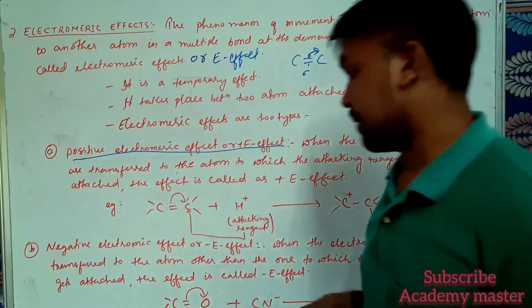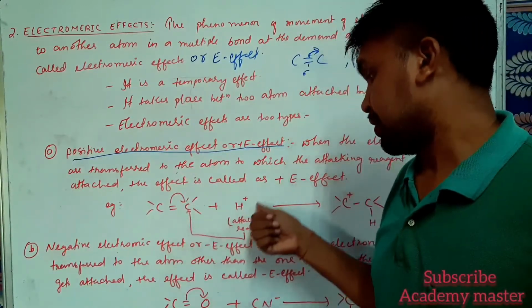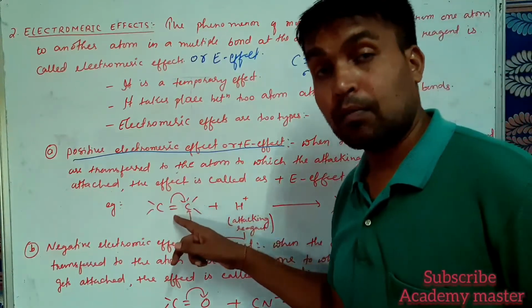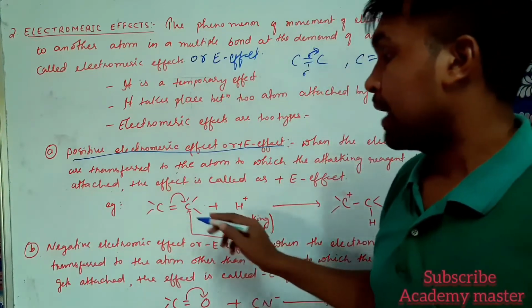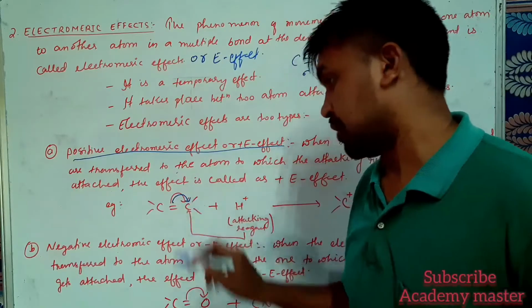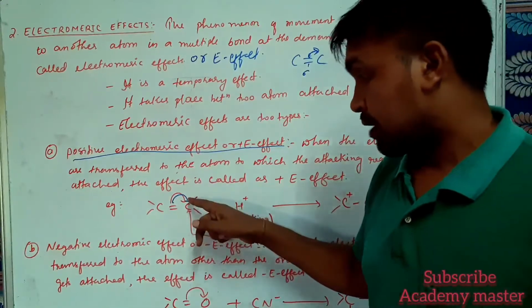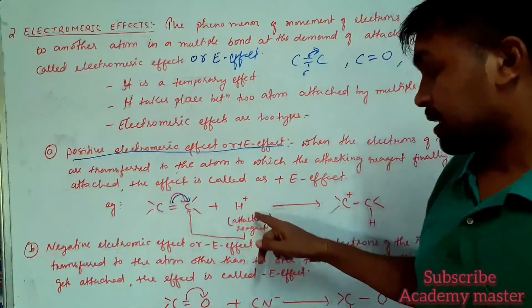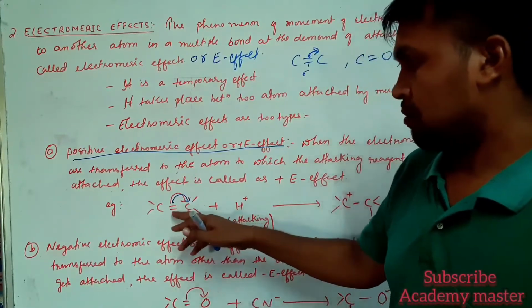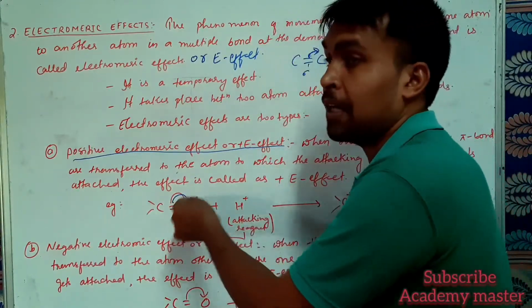Let us try to understand with the help of an example. Suppose these two carbons are joined by a double bond, and this is the attacking reagent. On the demand of this attacking reagent, the double bond between these two carbons will be broken, and the electrons released by the cleavage of the pi bond will be shifted towards this carbon. Fortunately, the attacking reagent is also going to get attached to this carbon. That means after the cleavage of the bond, this carbon is getting the electrons as well as getting attached with the attacking reagent.